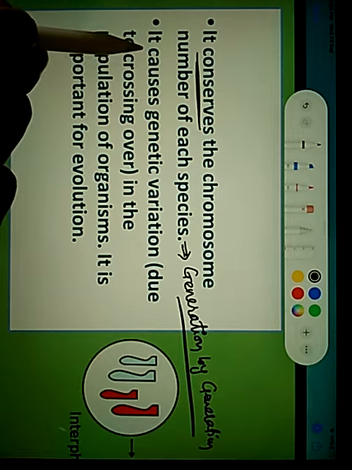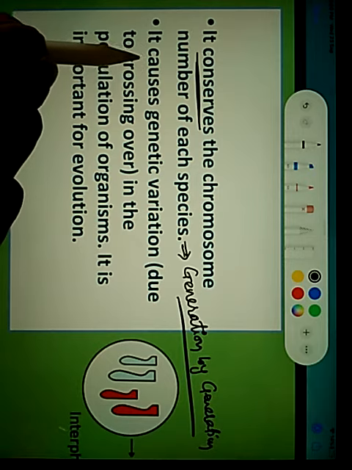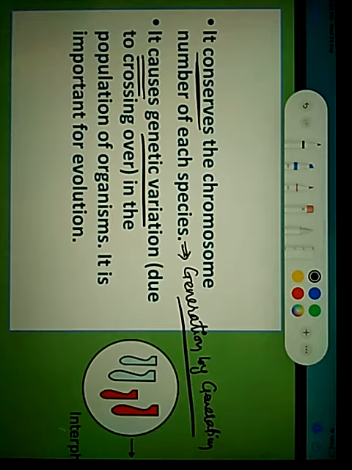Now the second important phenomenon that we are observing is that it causes genetic variation due to crossing over in the population of the organism. It is important for evolution. So new types of recombination will produce new kinds of characters, right? So as and when any organism which is reproducing by the sexual mode of reproduction is continuously producing new types of recombination due to meiosis.